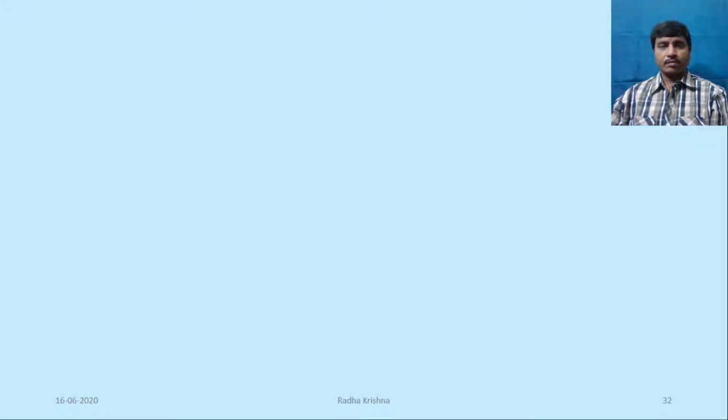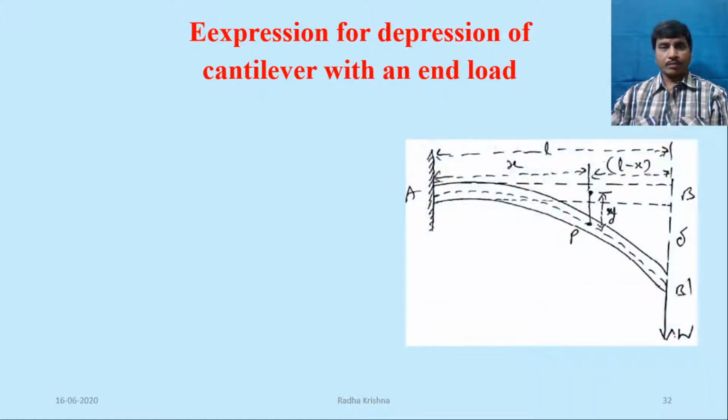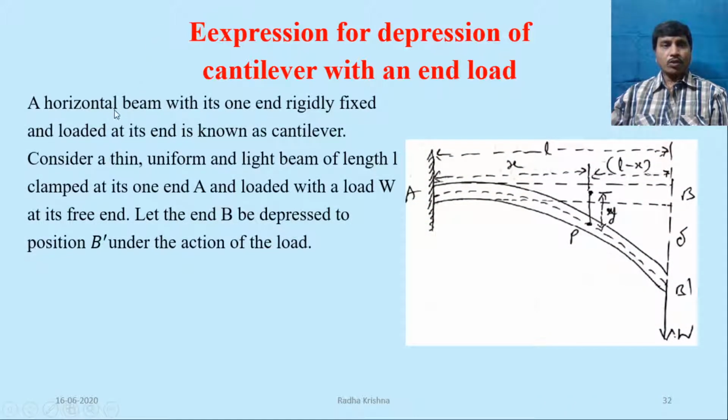Welcome to the video lecture on Unit 3, Mechanics of Continuous Media Part 6. The learning outcome of this video lecture is to derive the expression for depression of cantilever with an end load. A horizontal beam with its one end rigidly fixed and loaded at its other end is known as cantilever.